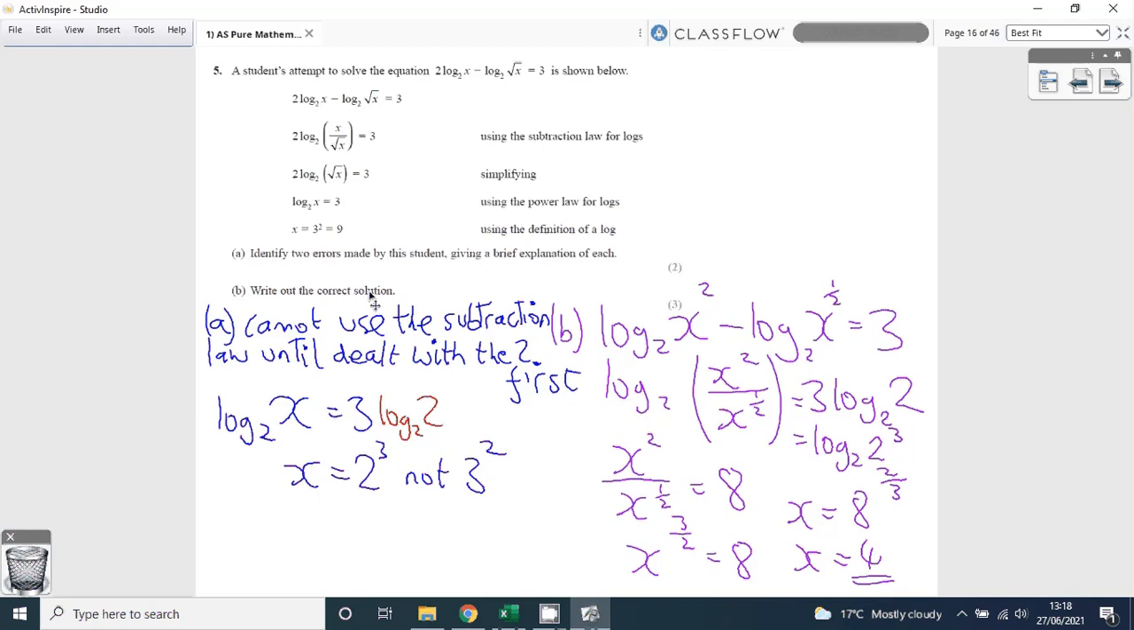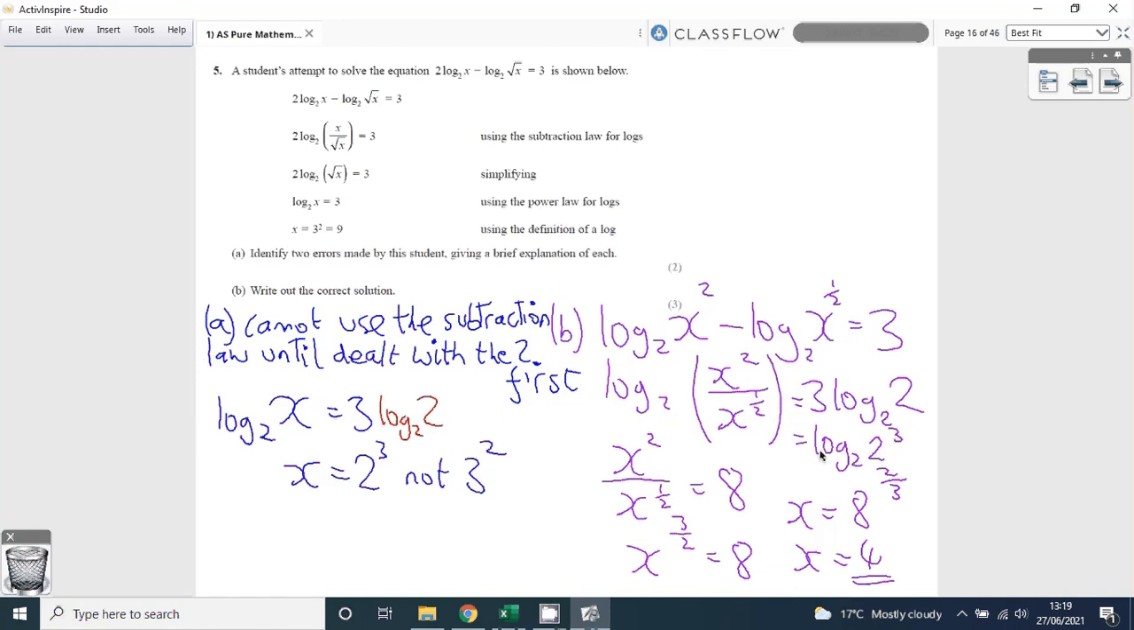Writing out the correct solution, our first line of working should have been to take that 2 upstairs using the power law. Then we can use the division law and have x squared over x to the half. Meanwhile, on the right-hand side, just like I was saying, I've introduced log to the base 2 and taken the 3 upstairs. So I've got log to the base 2 of this bracket, log to the base 2 of 2 to the power of 3, so this bracket does indeed equal 2 to the power of 3.